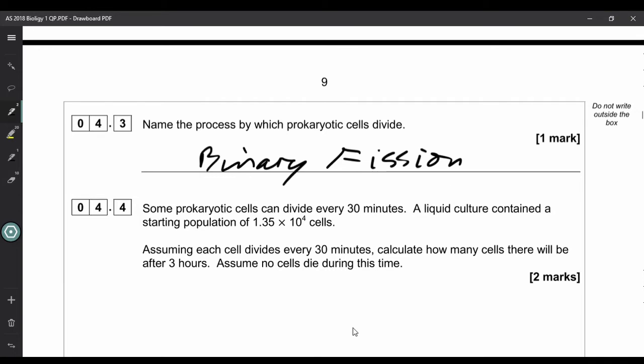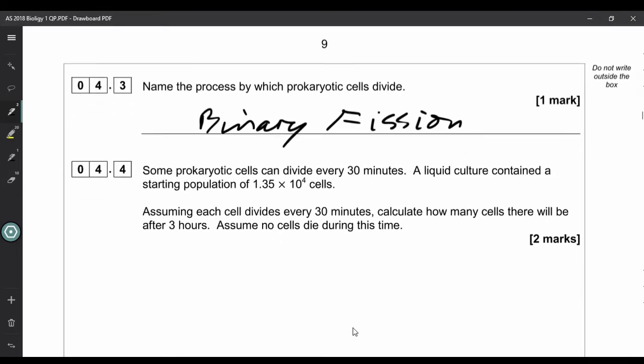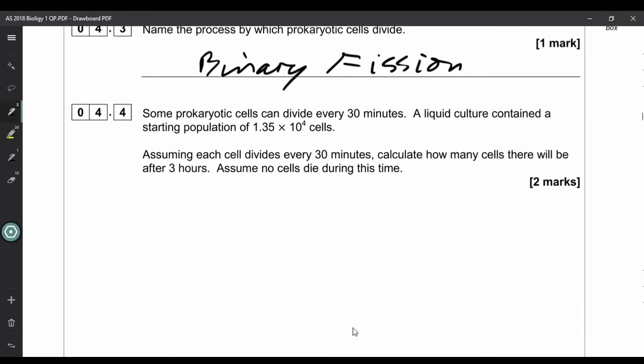Now the next one involves a calculation. Okay, so we're told that these cells can divide every 30 minutes. And we've got a starting culture containing that many cells. So let's calculate how many cells there are after 3 hours. So we know that they divide every 30 minutes. So first thing we've got to work out is how many times they're going to divide. So that's 3 hours divided by 30 minutes. So that's going to be 6 times.